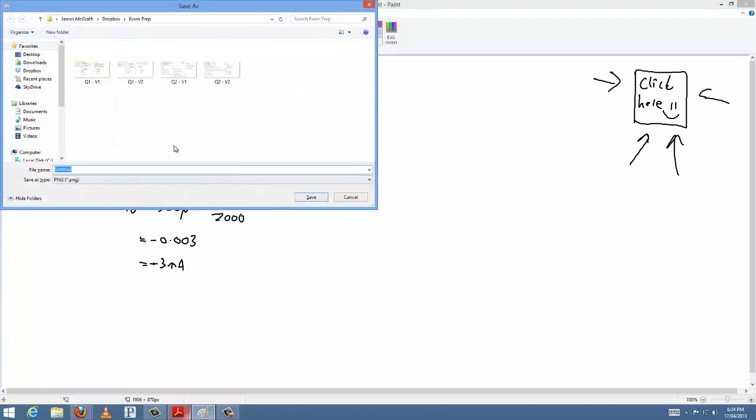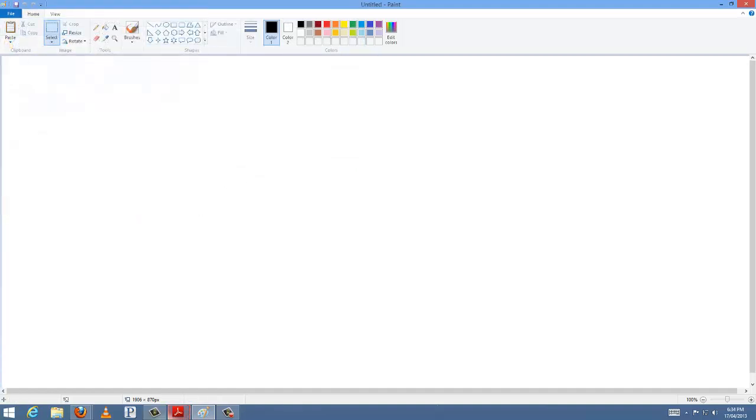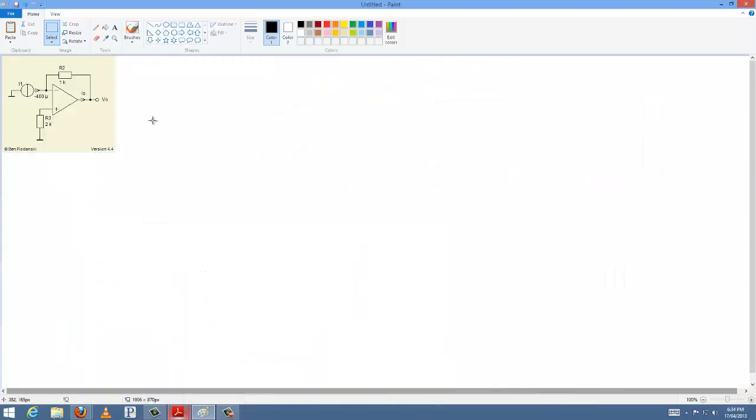Let's see how quickly I can swap this over. 2, 3, 2, 1. New. Not looking, not looking. This one's slightly different. VO is going to be, and IO rather.